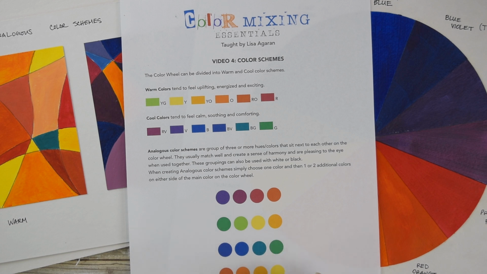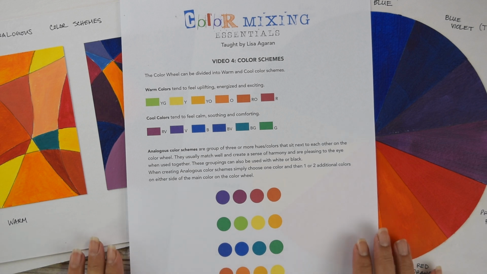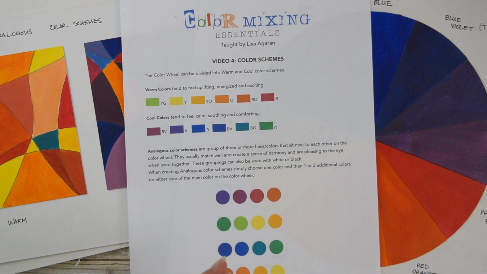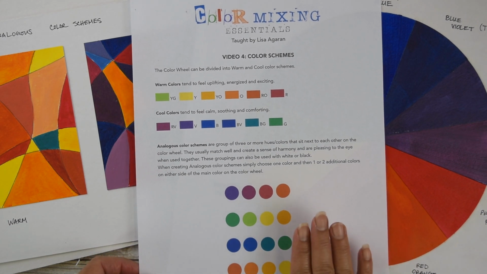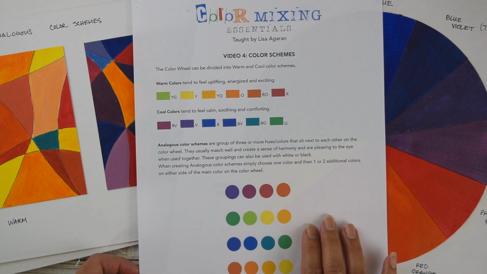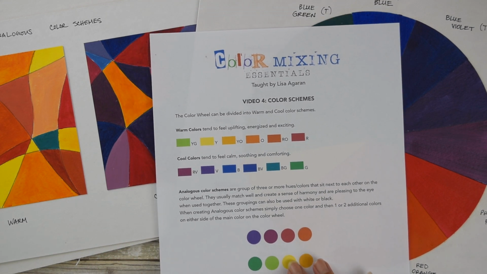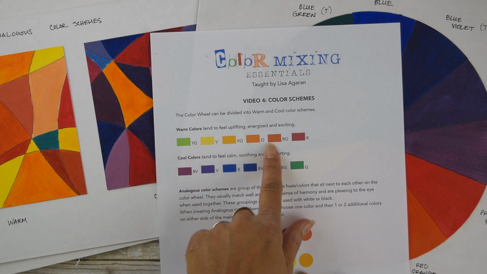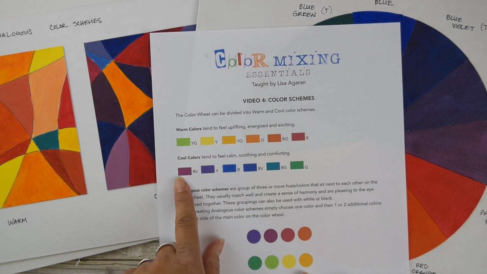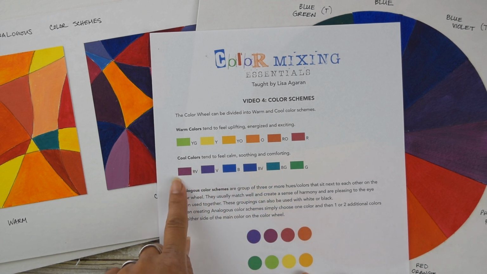In this section, we're going to cover analogous color schemes. I'm going to explain what analogous colors are, and we're also going to learn the difference between warm and cool color schemes. In your PDF, you should have printed out the page 4 color schemes. On here are examples of colors that are considered warm and colors that are considered cool.